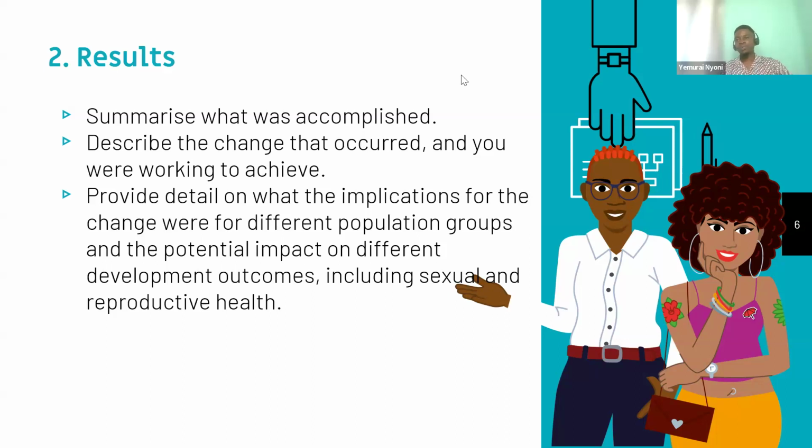And there are ways in which you can show that. So there's what's called outcome harvesting, for example. There are stories of change. There are different evaluation tools that are created to help map if an activity or campaign or project has had any impact on the targeted population. And that includes impacts on their sexual and reproductive health.